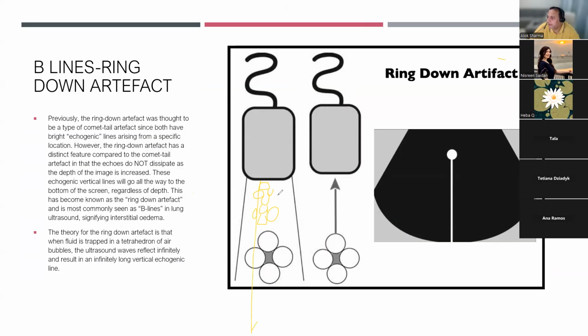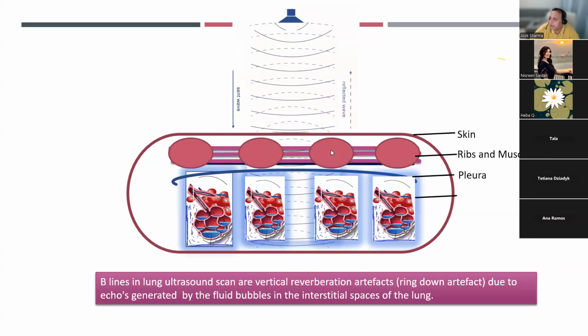So, sound wave trapped, sound wave trapped, sound wave trapped. The more you have in terms of these tetrahedrons, the thicker the lines, the larger the number of lines. And really, once you have more than 3 B lines per intercostal space, that becomes abnormal. So these columns that you see over here become larger, larger, larger, and eventually they merge.